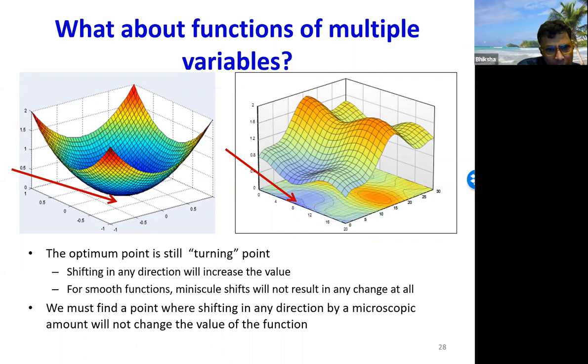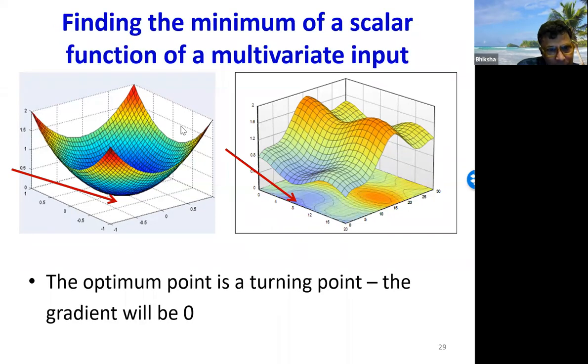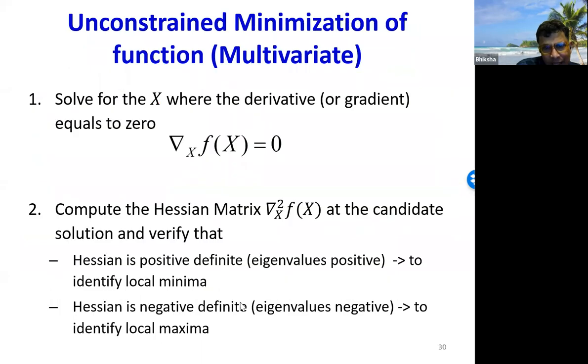So the minimum, even for a multivariate function, is going to be a turning point. The gradient is going to be 0. And so to find the minimum for a multivariate function, what we will do is solve for where the gradient equals 0. This will find turning points. Then to find out if it's a minimum or a maximum, we compute the Hessian matrix, and we compute the Hessian at these candidate solutions. If the Hessian is positive definite, meaning all the eigenvalues are positive, then it's a local minimum.